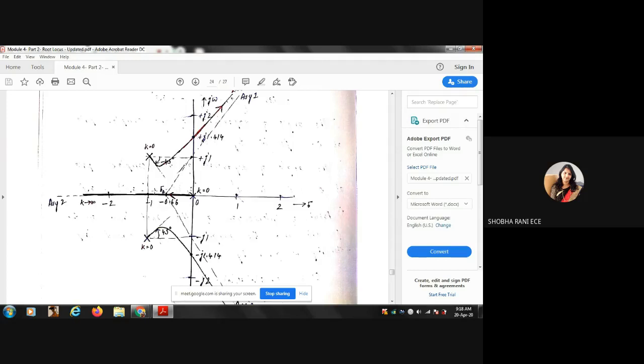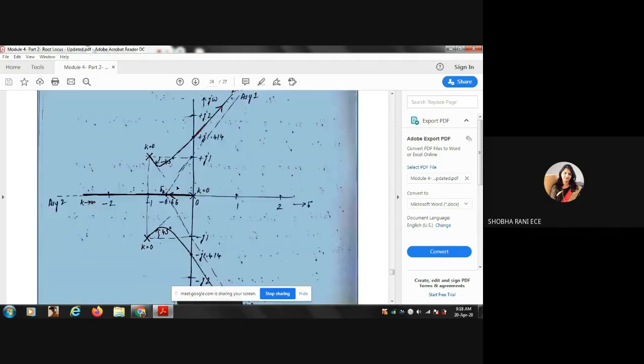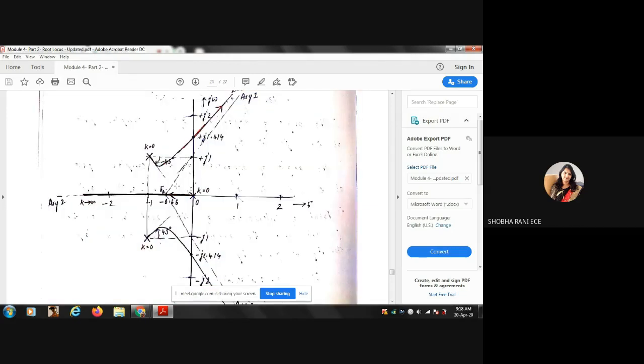I have not marked the angles, as I said. The diagram will look very clumsy, so avoid marking the angles. The three asymptotes are marked here: asymptote 1, asymptote 2, asymptote 3. You have to use a protractor and measure the angle from the real axis and mark.